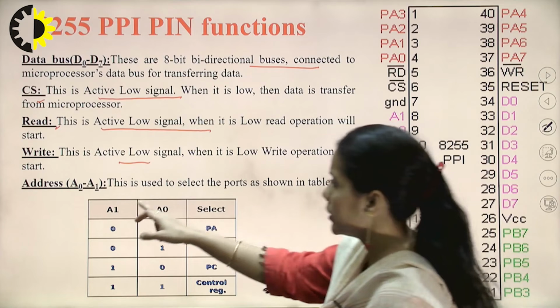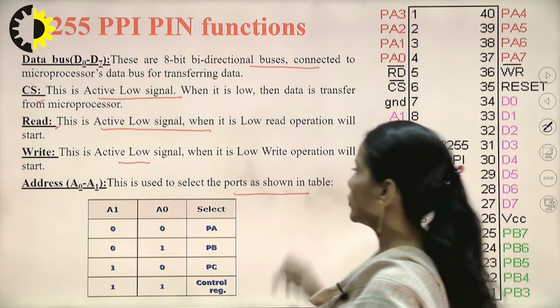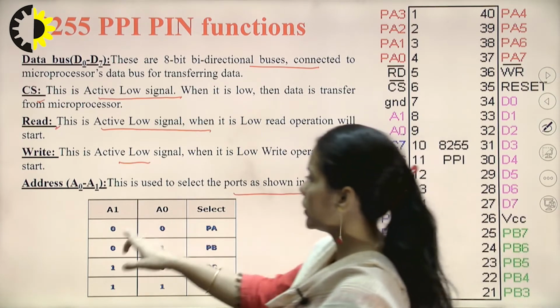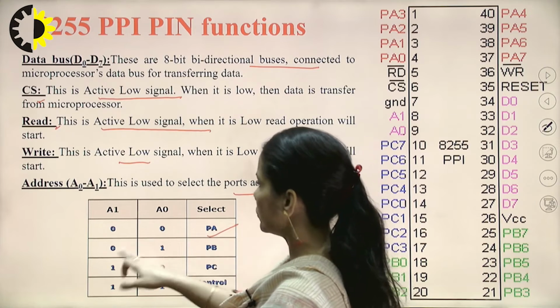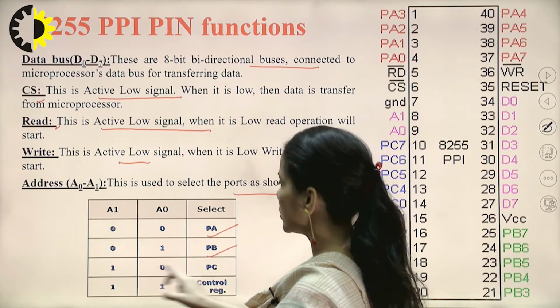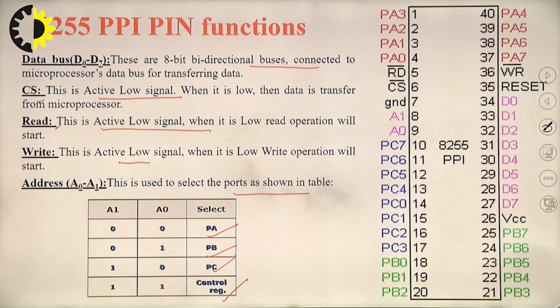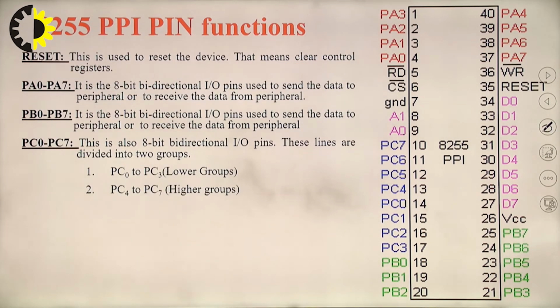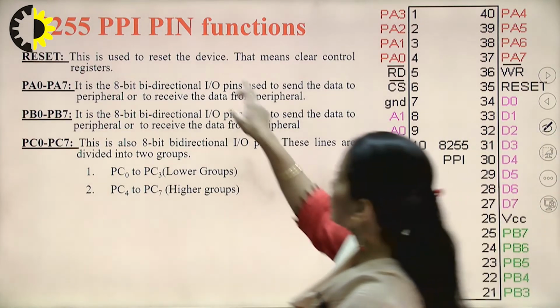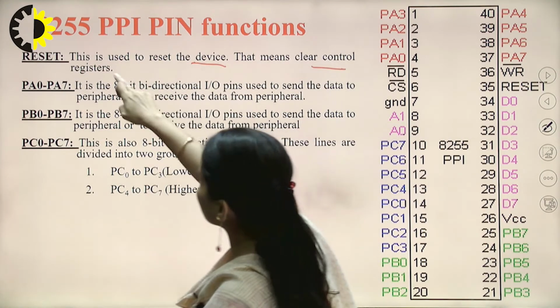A0 and A1 are used to select the ports. If A0 and A1 are 00, then port A is selected, 01 then port B is selected, 10 is port C, and 11 is the control register. Reset is used to reset the device, that means to clear the control registers.